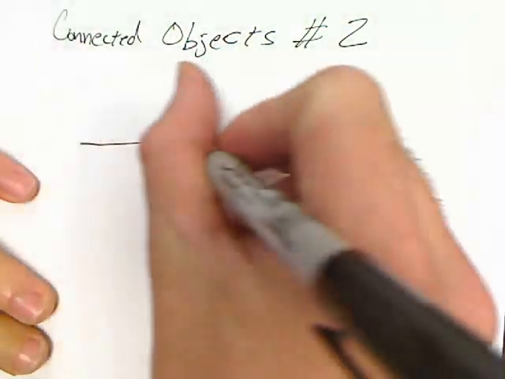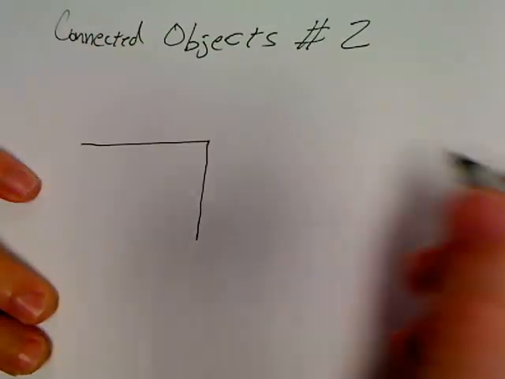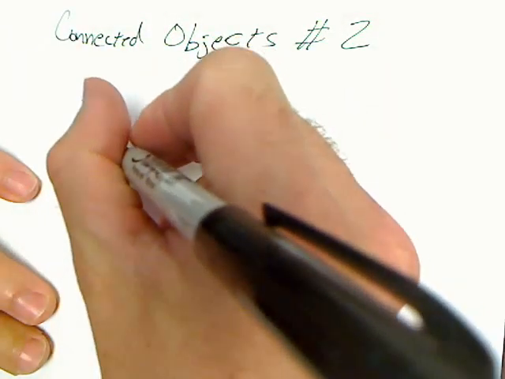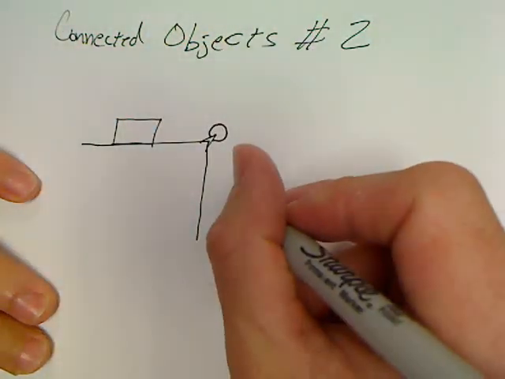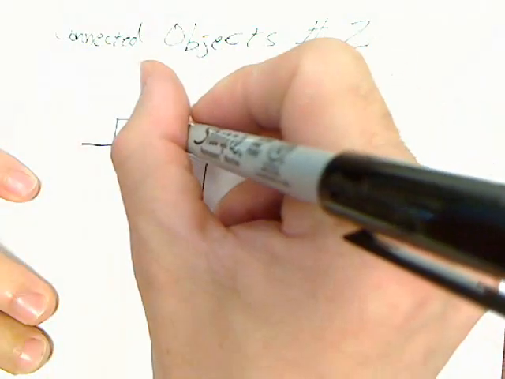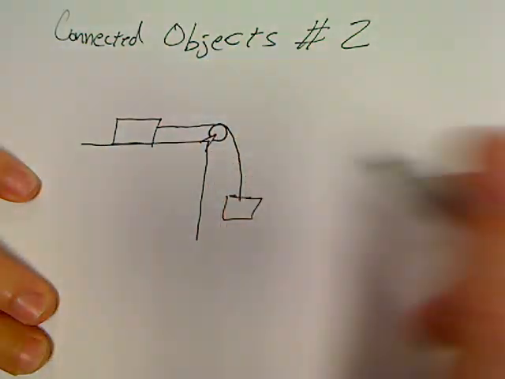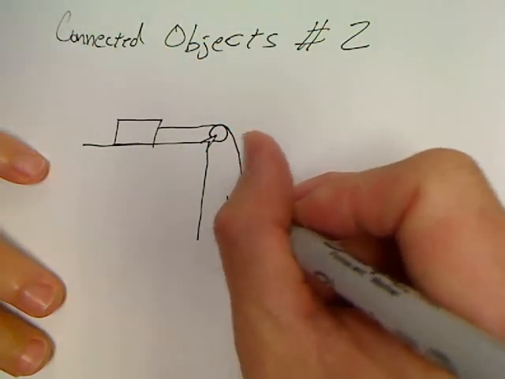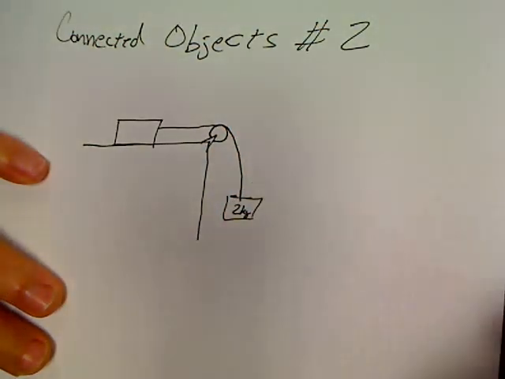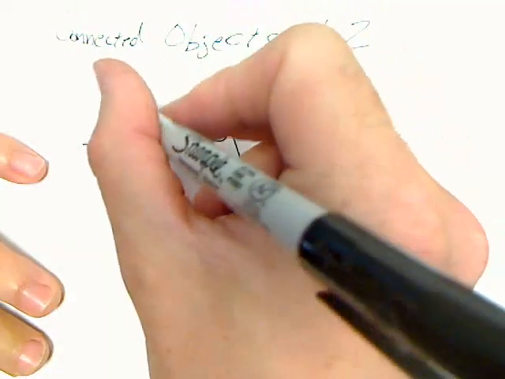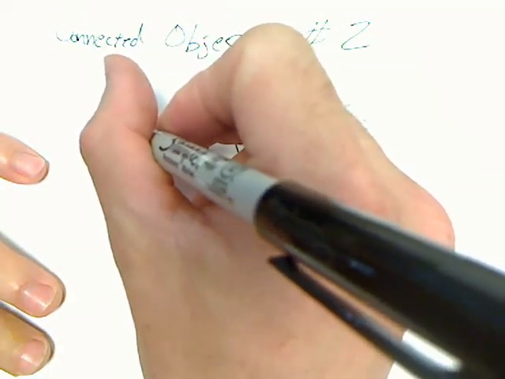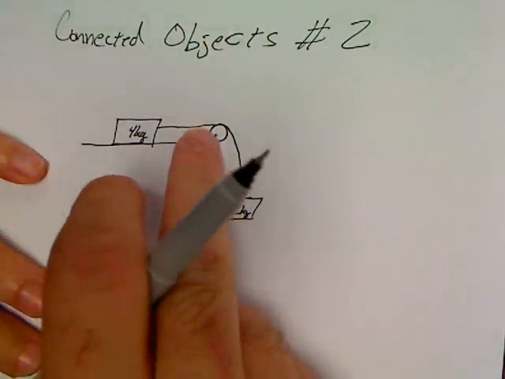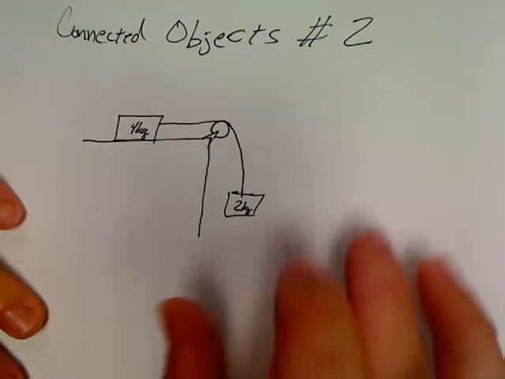It's where you have, let's say, a table like this, a pulley on the end of the table, a block up on top of the table, and another block hanging off the side. A string connects them like this. We might say that this is a 2 kilogram weight, and we'll make this one a 4 kilogram. We'll use the same numbers as last time, so a 2 and a 4, with a massless pulley over here.